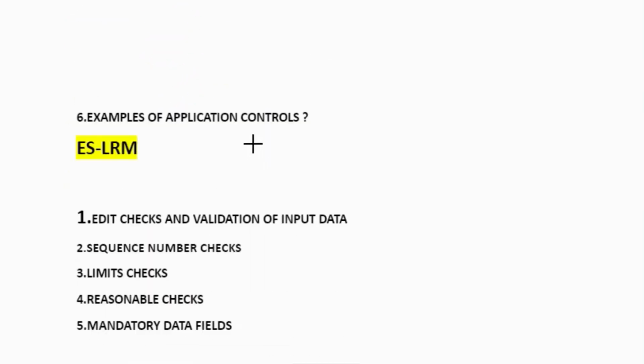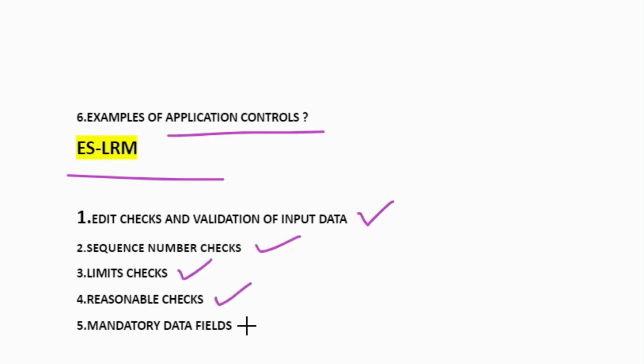Next question is examples of application controls. So how to remember? ESLRM. E for edit checks and validation of input data, sequence number checks. Next LRM, L for limit checks, R for reasonable checks and M for mandatory data field.